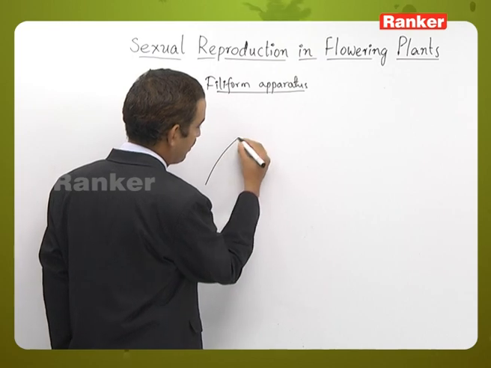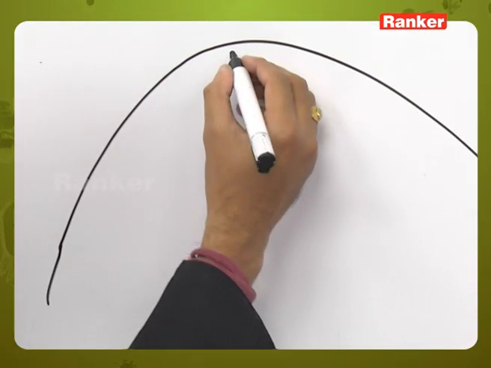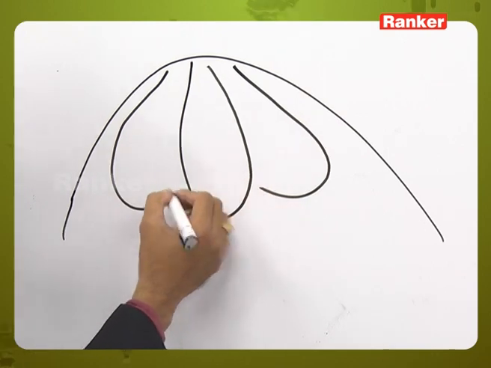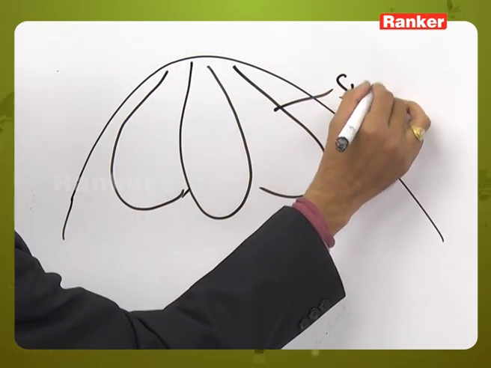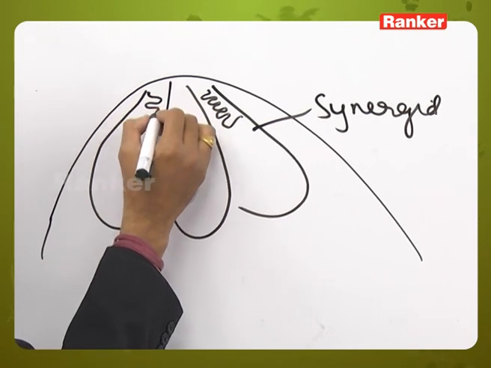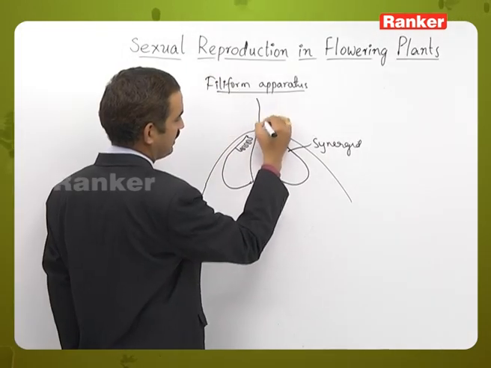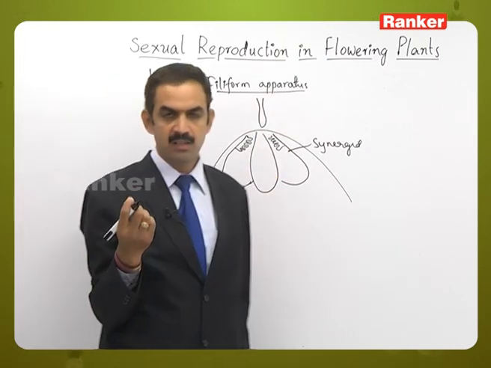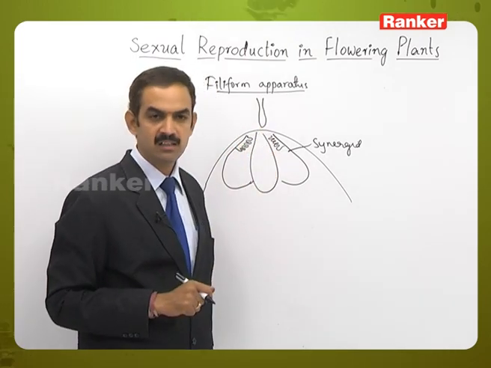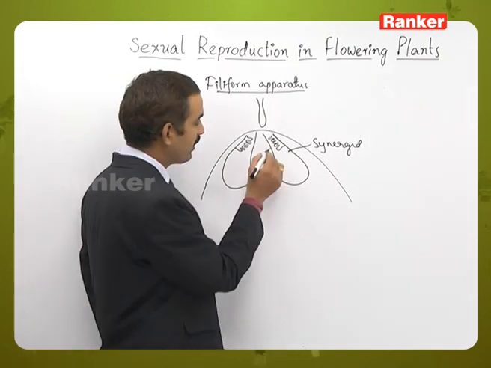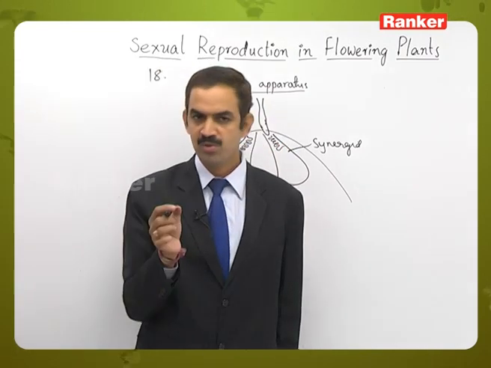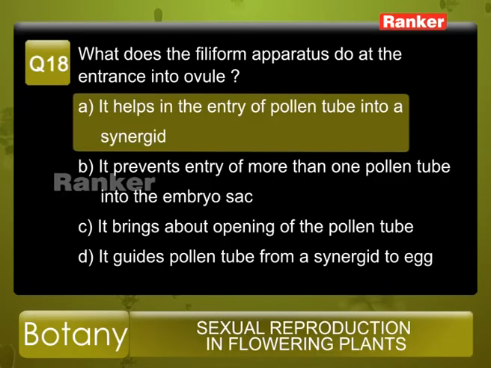So for example, if this is the upper side of the embryo sac, where the egg cell is present in the center, on either side the synergids are present. The filiform apparatus is a finger-like structure here. So when the pollen tube is coming here, the filiform apparatus will secrete the chemical, and because of that chemical, the pollen tube will be attracted towards the synergid present in the embryo sac. That means it will help in the entry of the pollen tube into a synergid. So from the given options, option A is the correct answer.